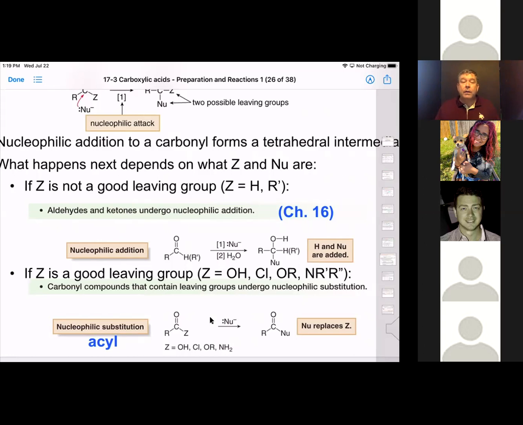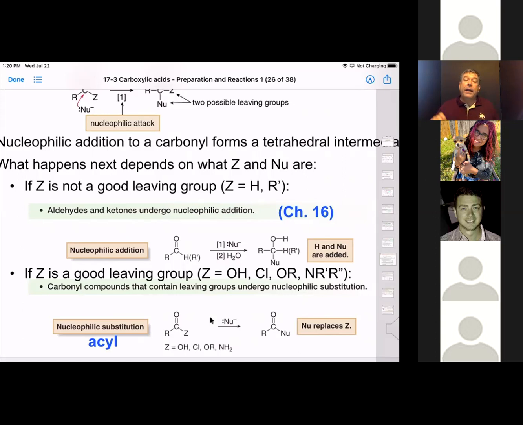So they don't want to leave. If they're really good bases, they're not going to leave, and you're going to get addition reactions. However, in our carboxylic acid derivatives that we've just looked at, we now have more electronegative atoms. More electronegative atoms can stabilize negative charges. Therefore, it can be less and less basic, or a better and better leaving group.